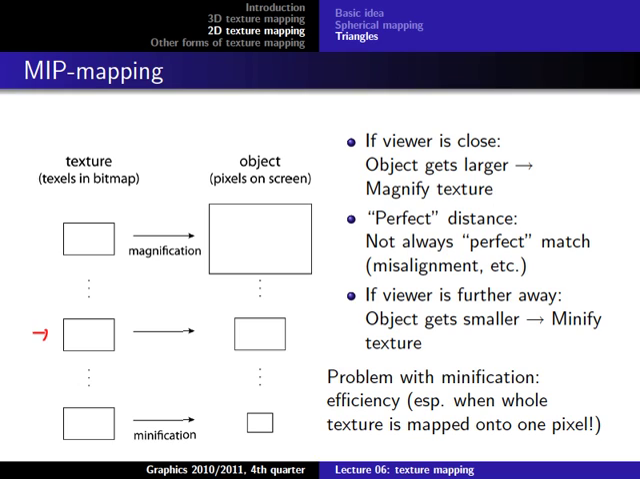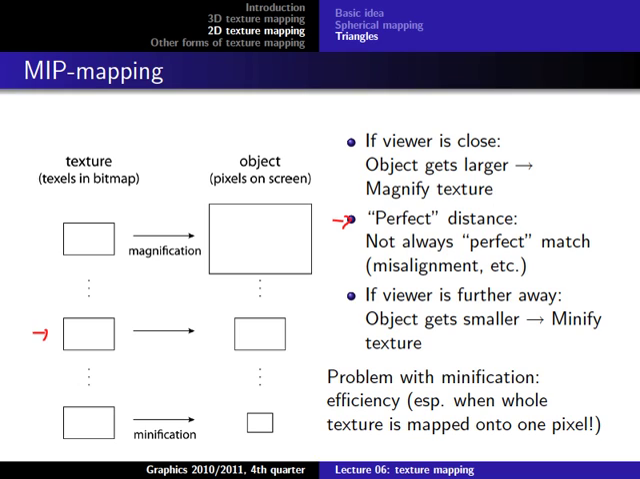Although not always can you do a one-to-one mapping, because even at a perfect distance, you might have some misalignments, or you might not have a perfect match. But in theory, there should be one position where it matches. But if the object is then coming closer, you have to enlarge your texture. If it goes further away, you have to shrink your texture and make it smaller to fit on the object, because for you as an observer, the object appears to be smaller.